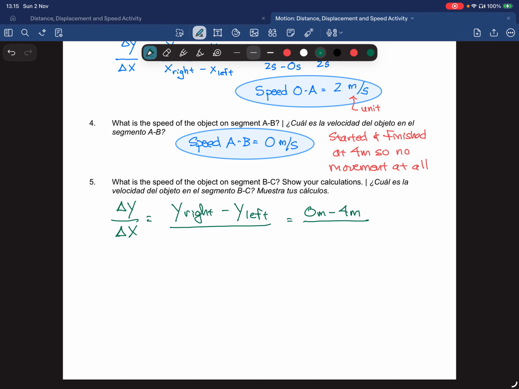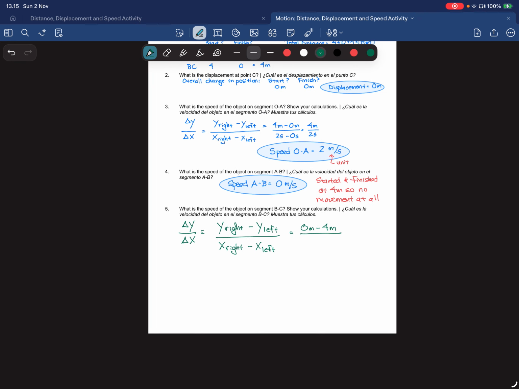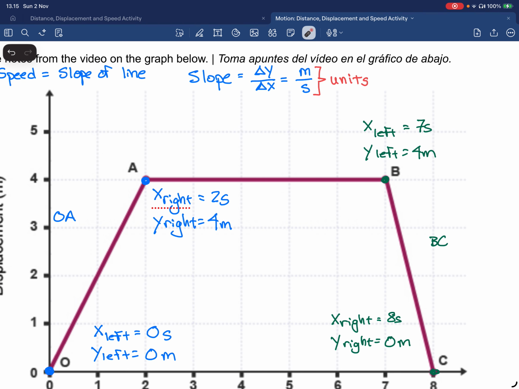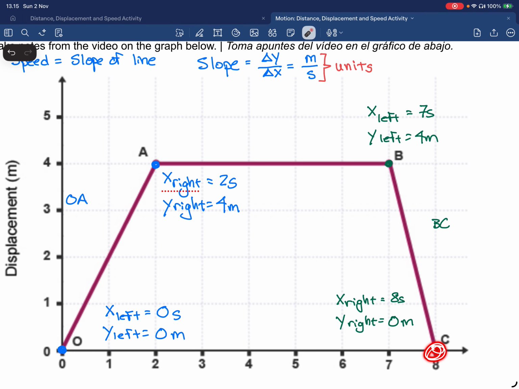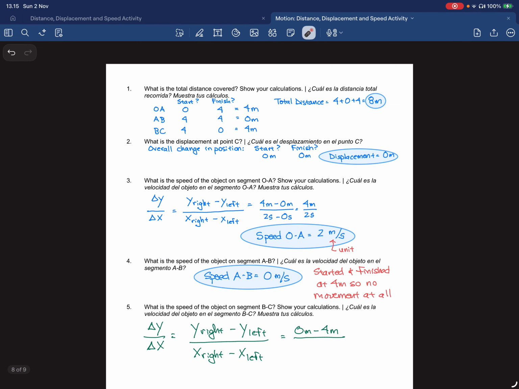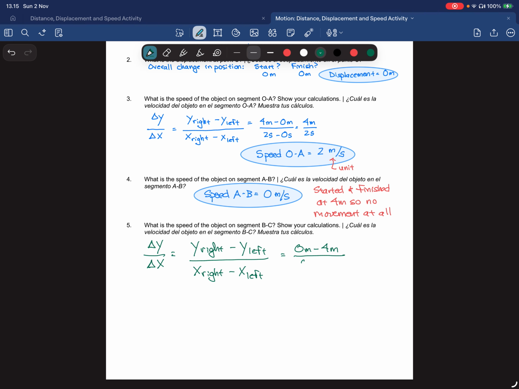Then we're going to divide that by X right minus X left. So that's going to be X right, 8 seconds, X left, 7 seconds. So 8 seconds minus 7 seconds, that's going to be negative 4 meters over 1 second. So my speed is going to be negative 4 meters per second.